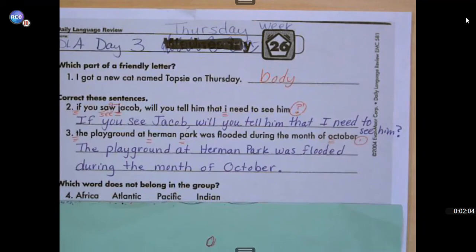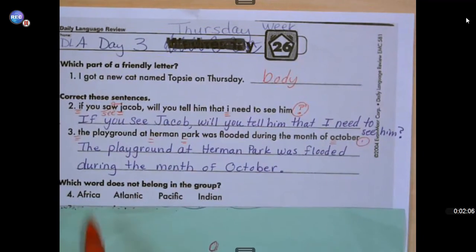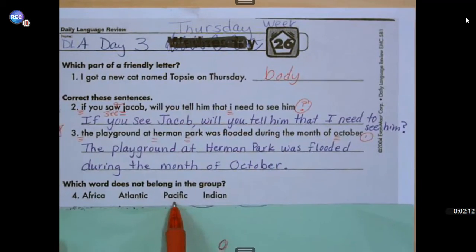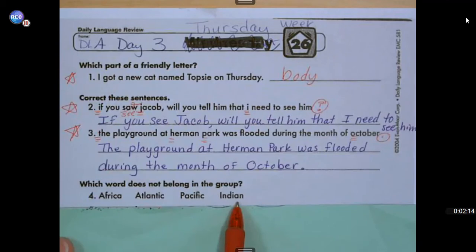Number 4, which word does not belong in the group? We have Africa, which is a continent, Atlantic, which is an ocean, Pacific, which is an ocean, and Indian, which is also the name of an ocean. So the word that does not belong in the group is Africa, because that is a continent, and the other 3 are names of oceans.